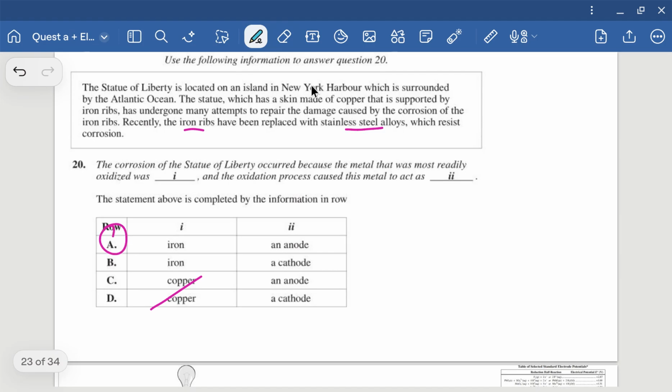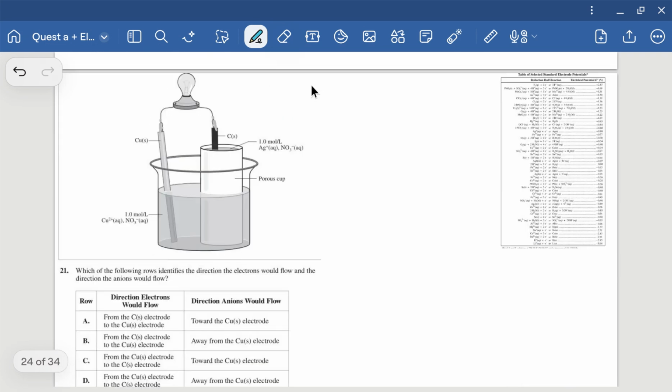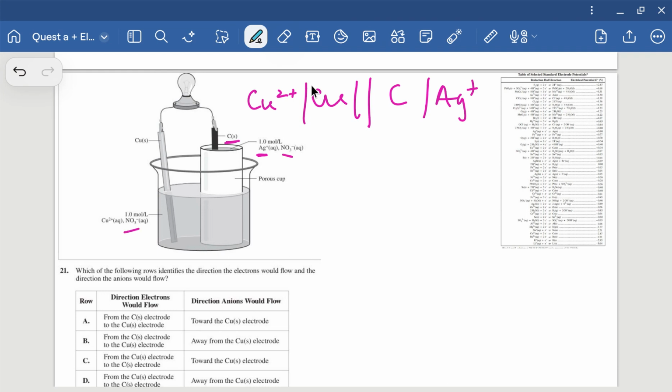So you do need to know some theory about corrosion, which was usually the last part that you would look at in the electrochem unit. Now moving on to the cells. In this one, we have some information in terms of what's reacting, but it's not telling us what your anode or your cathode is. If you just quickly took a look at what's reacting, you have copper 2 positive in one half cell with copper solid, and in the other half cell you have an inert electrode carbon, and you have Ag positive. You do also have NO3 present, but that is just a spectator ion.